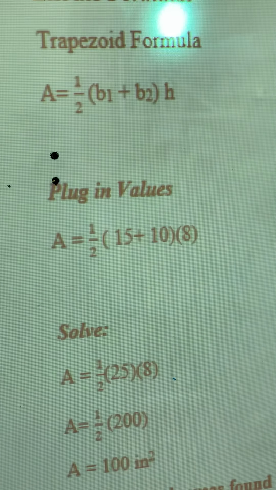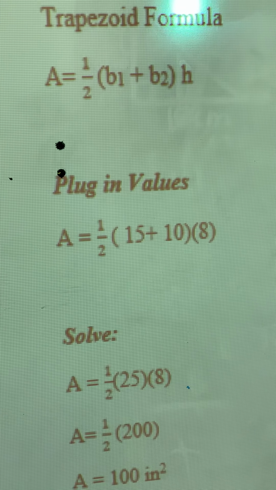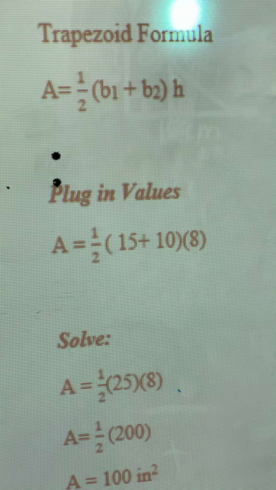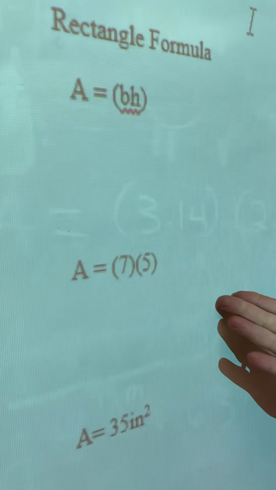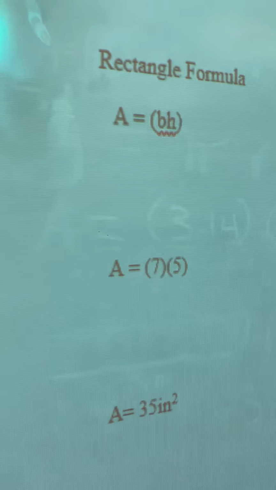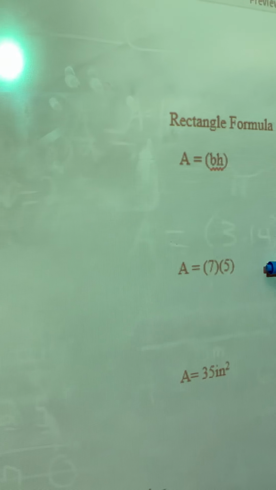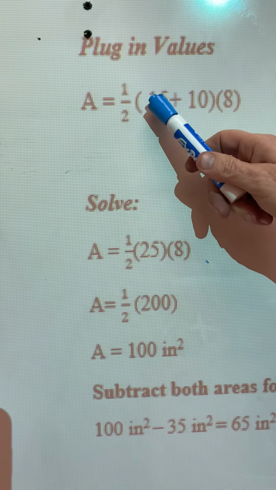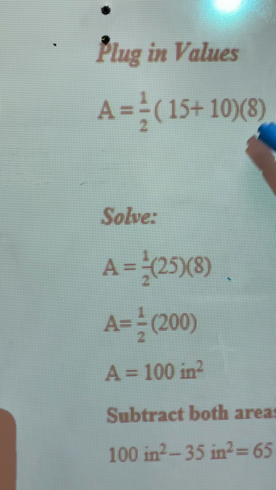Step 2 was to select the formula. Step 3 was to plug in the values. Now, in that, we ended up having the bases of 15 and 10, and then we had a height of 8 for the trapezoid. If we look at the rectangle, we had a base of 7 and a height of 5. So this is really clearly showing you those 5 steps we go through. This is step 3 because we've plugged in the values. We're ready to solve now. We're going to solve this part in parentheses. So 15 plus 10 is 25. You bring down the 8.